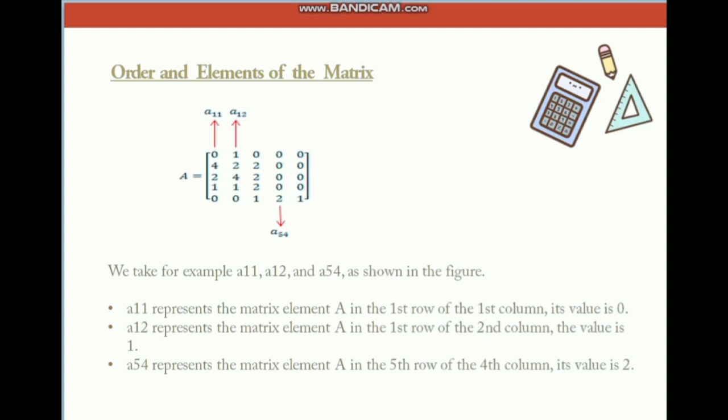A11 represents the matrix element A in row 1 of column 1. The value is 0. A12 represents the matrix element A in row 1 of column 2. The value is 1. A54 represents the matrix element A in row 5 of column 4. Its value is 2.